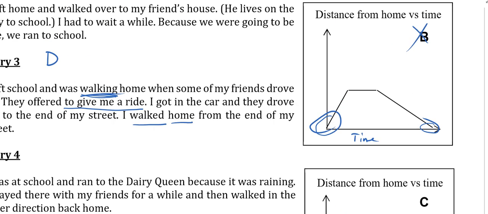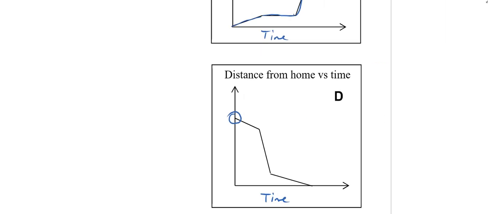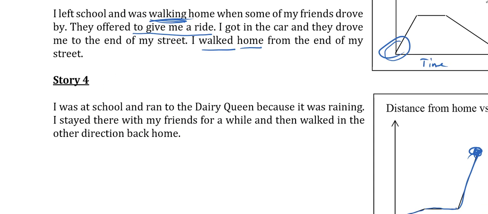So we go to, what did we say, D? So we go to D, started away from home, slowly, quickly, slowly, ended at home. Nice, I think I agree with that one. And so that leaves A for the last one.